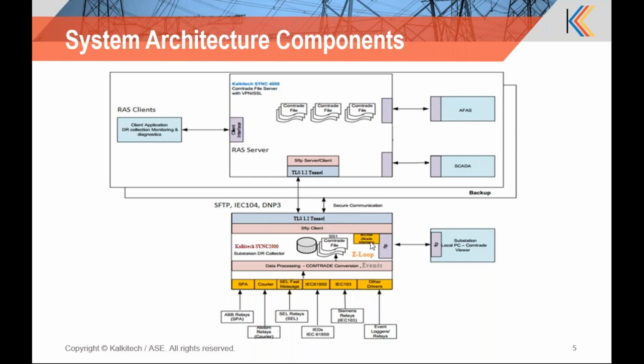All these files, COMTRADE files, loop impedance files, and event files, can be pushed to multiple locations depending upon how you configure. So there can be a main center as well as a backup center available in the network, and there can be a local substation COMTRADE viewer or analyzer, and that can even be pushed to the local control center, local machine for analysis and viewing purposes.